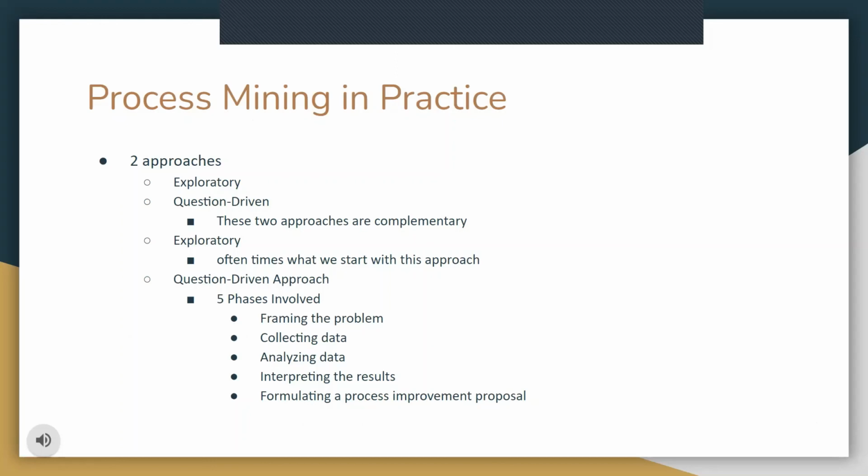For example, we may want to find out why certain insurance claims take too long to be resolved. In this case, we start by identifying and scoping the problem, formulating questions, and then applying process mining techniques to answer these questions. These two approaches are complementary. Oftentimes, we start with an exploratory approach, and as we get a clearer picture of the process and its procedure, we continue the analysis with the concrete business-driven questions in mind. In a question-driven approach, there are typically 5 phases involved: framing the problem, collecting data, analyzing data, interpreting the results, and formulating a process improvement proposal.